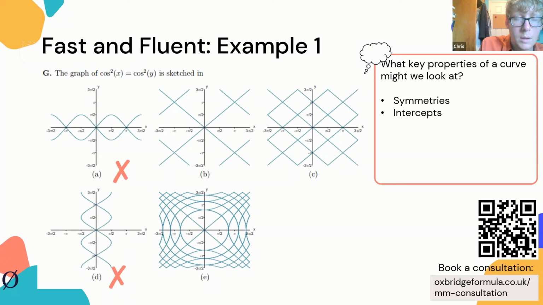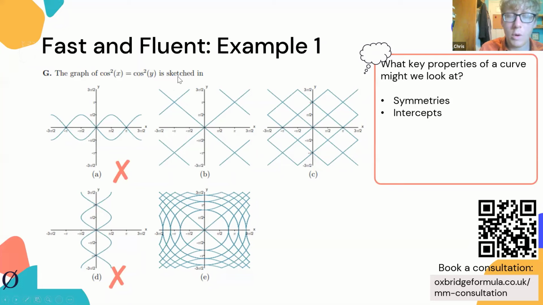And if we look at our equation cos squared of x equals cos squared of y, well, let's look for the intercepts with either the x or the y-axis. Let's do under the y-axis. So that means we're setting x equals 0. And that means we've got cos squared of y equals 1, because cos of 0 is 1. And that means we're looking for cos of y to be plus or minus 1.